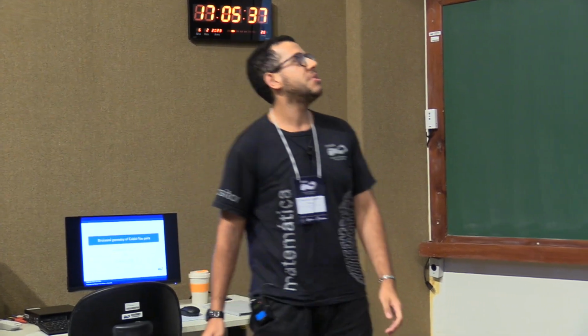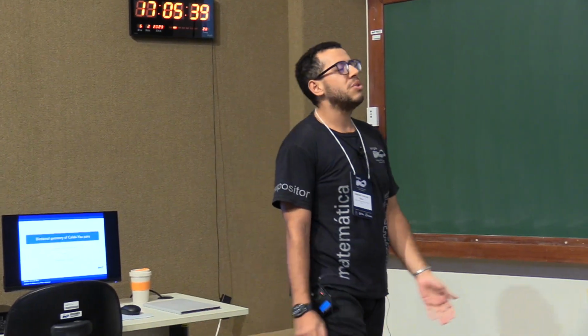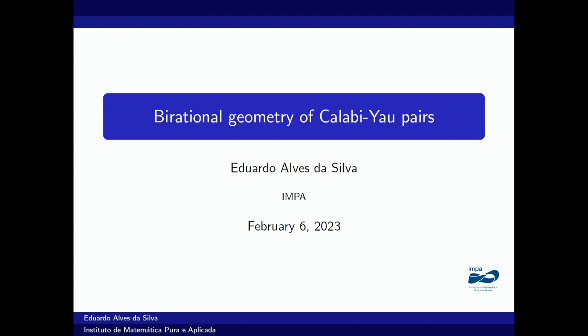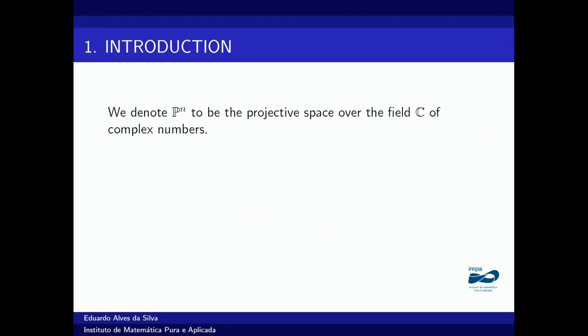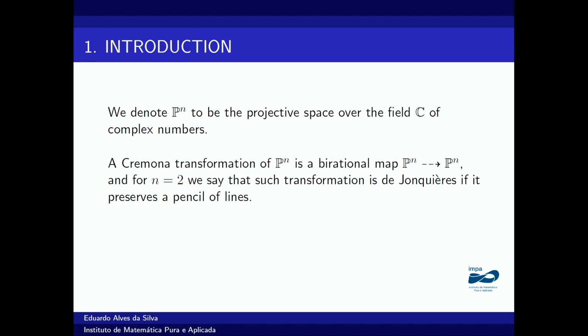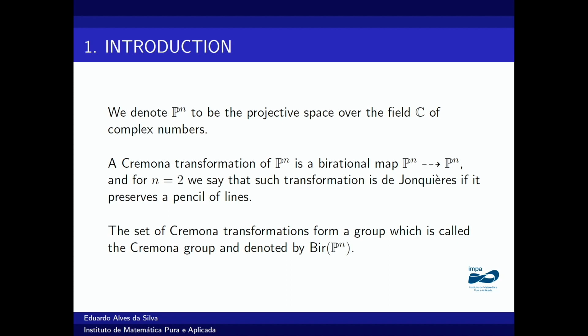Thanks to the organizers. So I will talk about birational geometry of Calabi-Yau pairs, which is the subject of my PhD work. To start, we denote Pn as the projective space over the complex numbers, and we call a Cremona transformation of Pn a birational self-map. For n equal to 2, we say that such a transformation is Jonquières if it preserves a pencil of lines. With the operation of composition, the set of Cremona transformations is a group, which is called the Cremona group and is denoted by Bir of Pn.